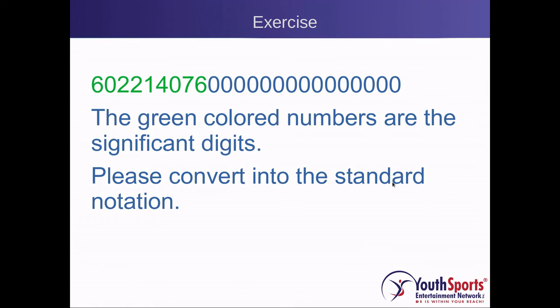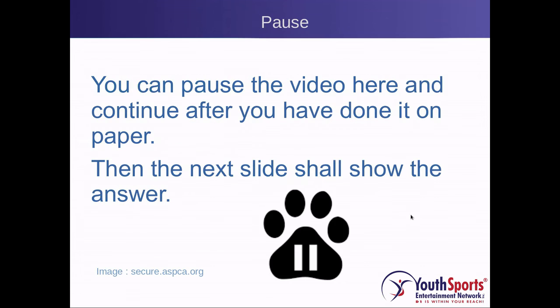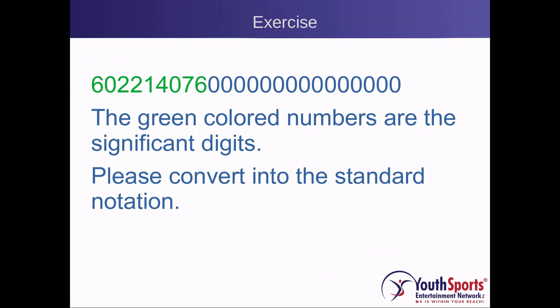Now we'll do an exercise. We have this number with 24 digits in it. The green colored digits are significant, and the objective is to convert this into standard notation. You can pause the video here and do it on paper. I will leave this slide on, and once you have done it on paper and converted this number to its standard form with these significant digits, you can continue and see the result.